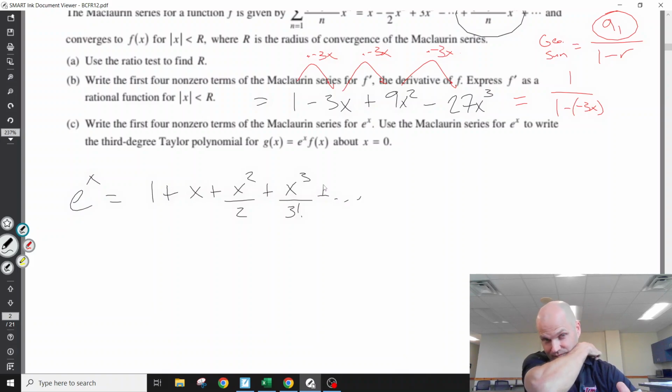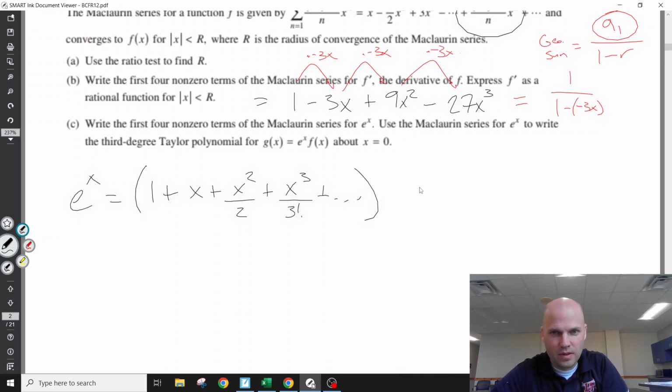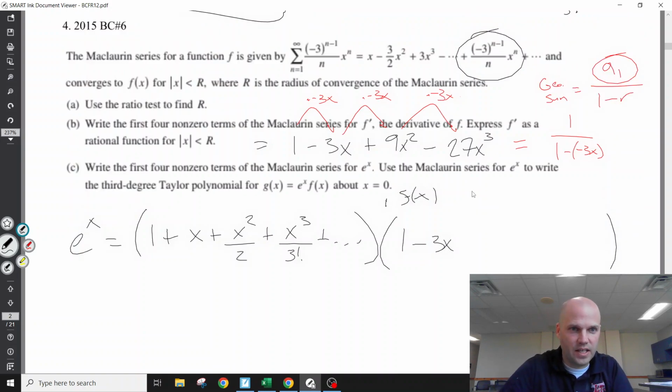Now, we want to write e to the x times f of x. Here's my first 4 terms, times f of x. Wait, f of x, not f prime of x.